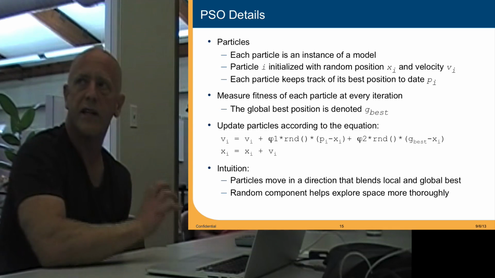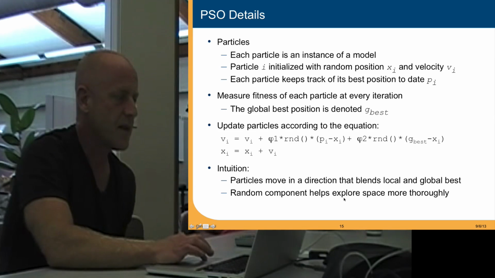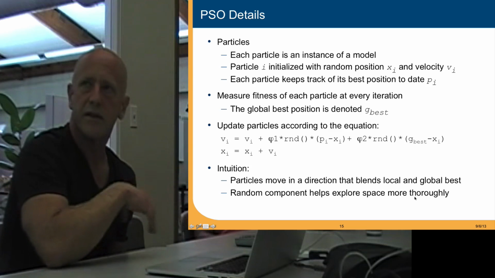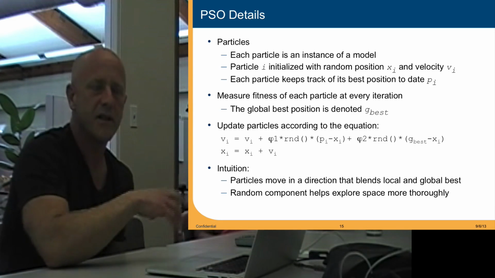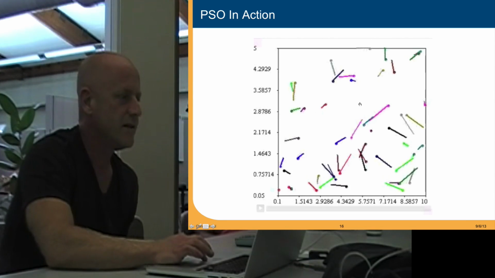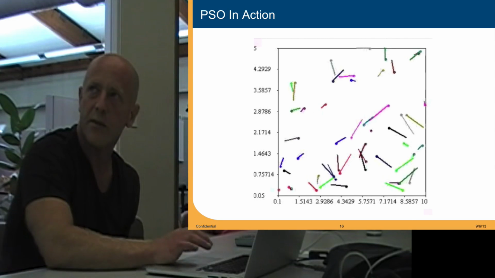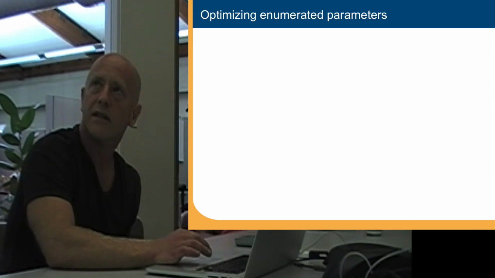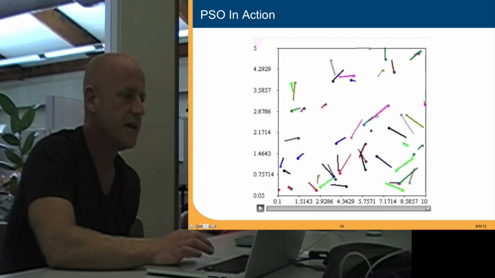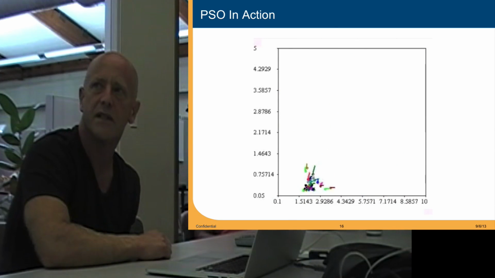The intuition is that they're moving in a direction that blends the local and the global best. And there is a random component because the space isn't always smooth. There are local minima, and you want some randomness in there so you don't get caught in one of those. This is a little demo that shows the goal of PSO. We have a bunch of particles scattered all over the parameter space. In an ideal world, they wouldn't get caught in any local minima. They would all gravitate towards the global minimum. So they're moving around the space, and eventually they'll all settle in on the best position.